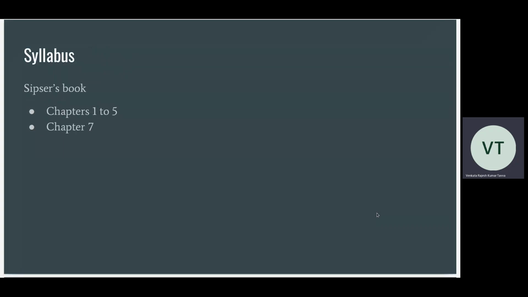Sipser's book, first 5 chapters and then 7th chapter. 6th chapter is not there. We will try to cover all these chapters, but we may fall short depending on the time. We will try to see how much we can cover.